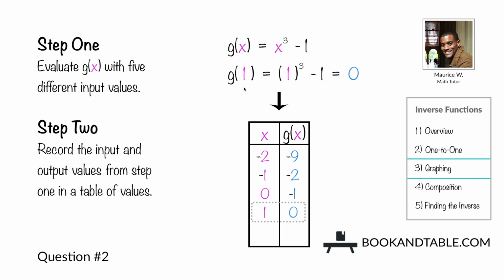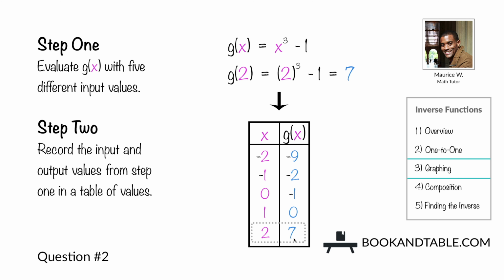g of 1 is equal to 1 cubed, which is 1. And 1 minus 1 is equal to 0. So the x value is 1 and the y value is 0. And g of 2 is equal to 2 cubed, which is 8. Minus 1 is equal to 7. So the x value is 2 and the y value is 7.